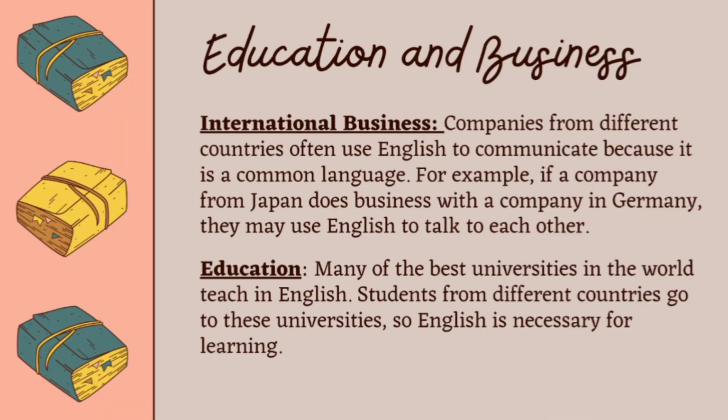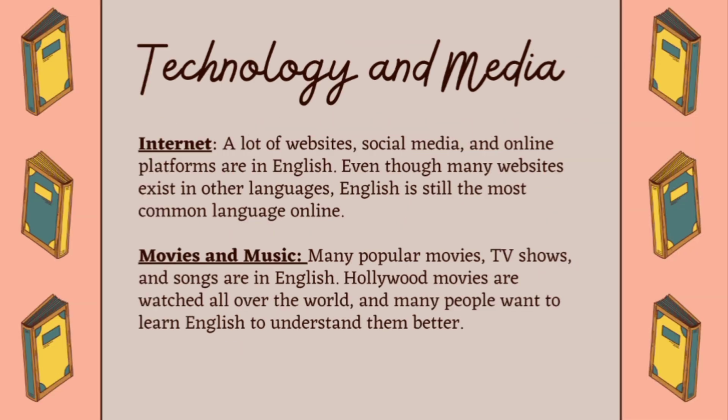Next is education and business. In international business, companies from different countries often use English to communicate because now it is a common language. For example, if a company from Japan does business with a company in Germany, they may use English to talk to each other because it is a common language nowadays. Education. Many of the best universities in the world teach in English. Students from different countries go to these universities, so English is obviously very necessary for learning.